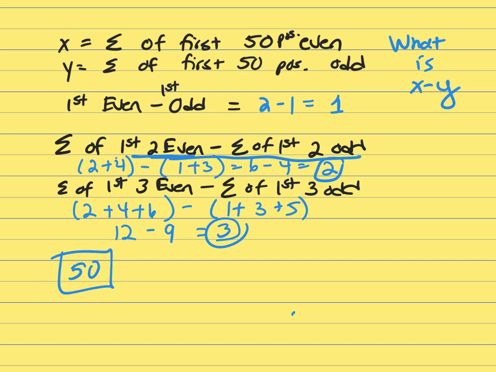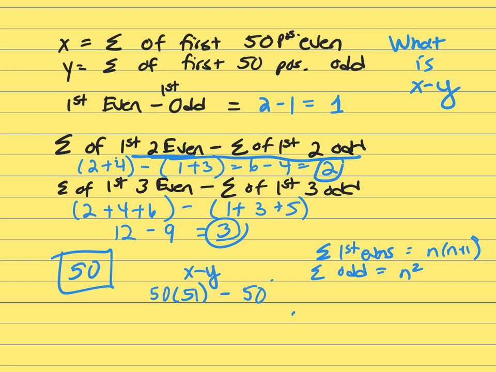Now, something else that's good to know is there's a formula: the sum of the first n evens will always be n times n plus 1, and the sum of the odds will be n squared. So if you're trying to figure out X minus Y, which is even minus odd, even is 50 times 51 minus odd, 50 squared. And you've got two terms.